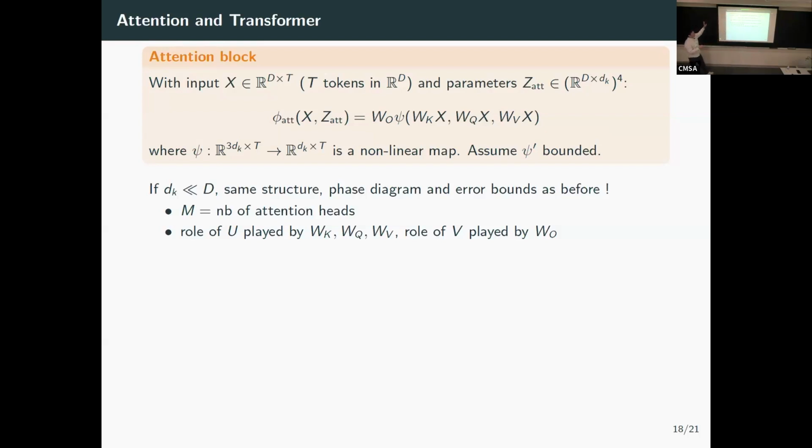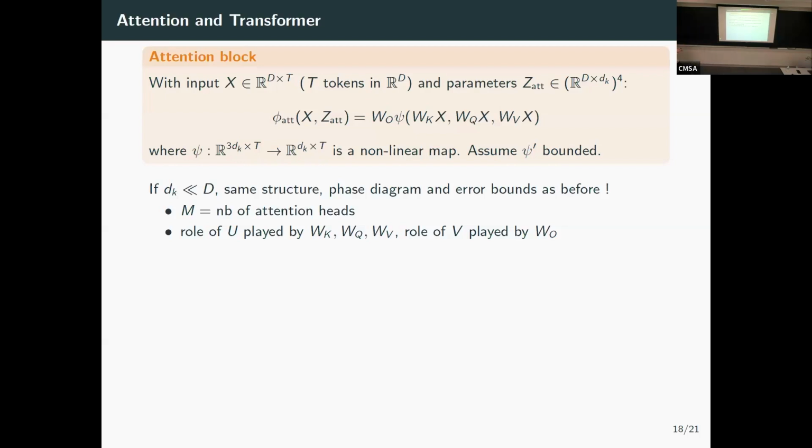Then you can write the attention block. Its general form is like that. You have some value, query, and key matrices that act on the input of the layer. You apply some nonlinearity, which is a soft argmax, and then you have some output weights. So if dk, which is the dimension of the output of all these matrices, is fixed, so let's say it's constant, then we have exactly the same structure as before.